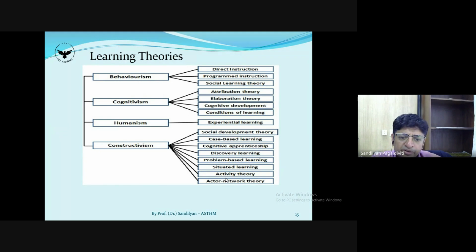The theory of humanism, which is experiential learning, where you learn by doing, and the theory of constructivism, which has a mix of social development, case-based learning, cognitive apprenticeship, discovery, problem solving, situation-based activity theory, or actor network theory. Role play and other things are part of this method.